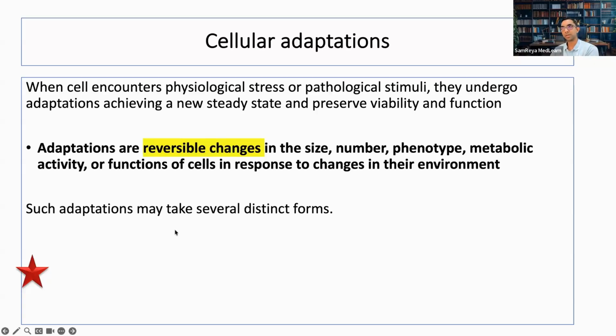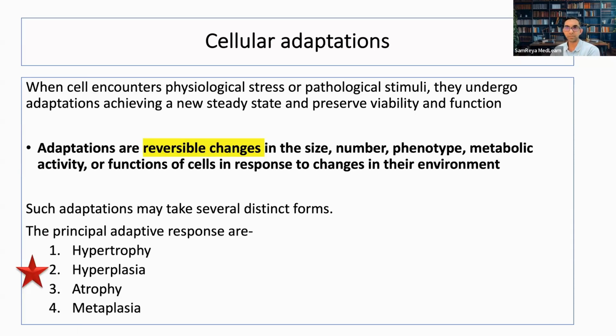Next, adaptations have several distinct forms. What I want you to learn are these four names: hypertrophy, hyperplasia, atrophy, and metaplasia. None of the other words that you probably come across while doing questions or reading your textbooks are categorized under adaptation. These are the four principal, pure adaptive responses that you should know and learn.